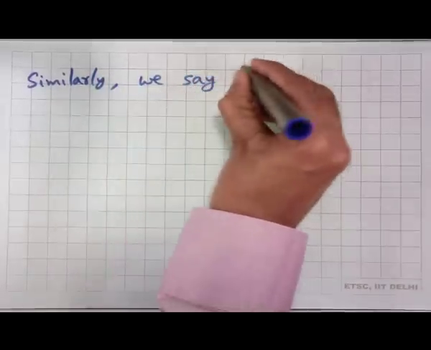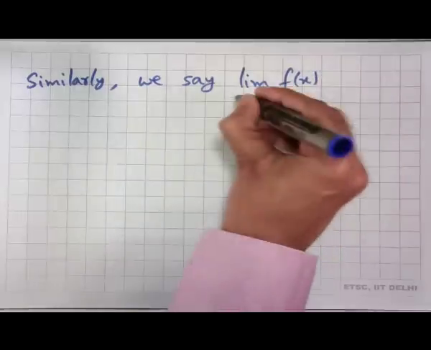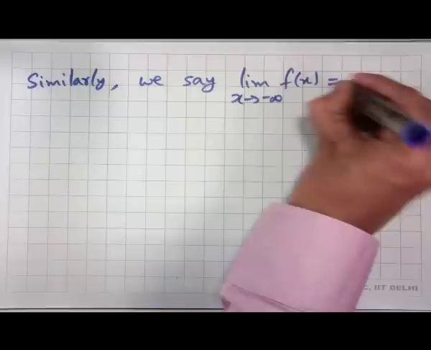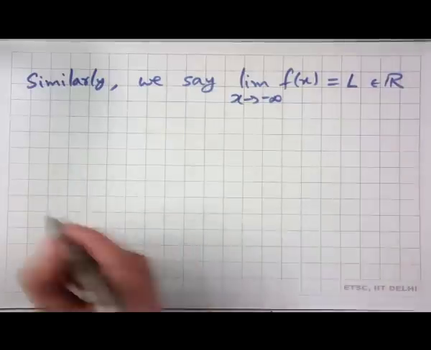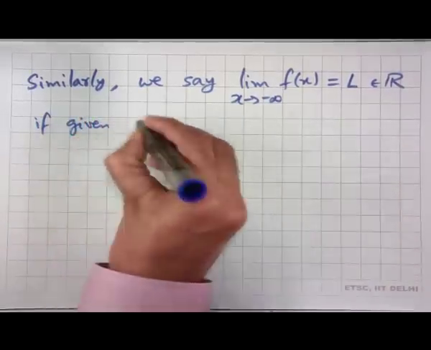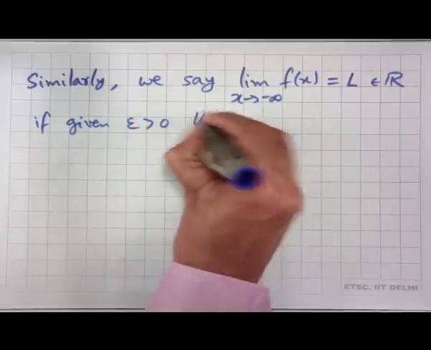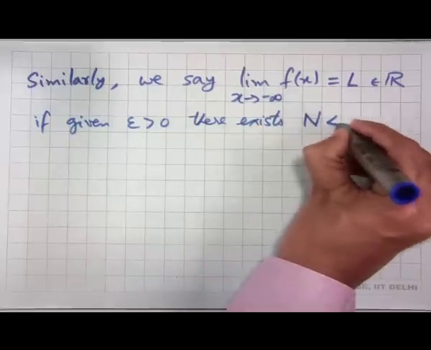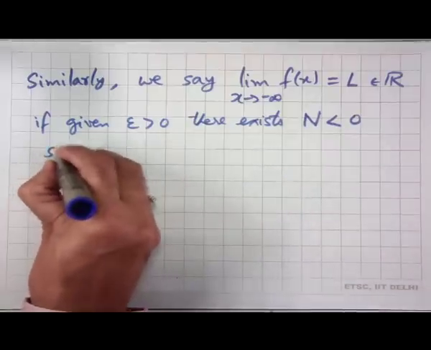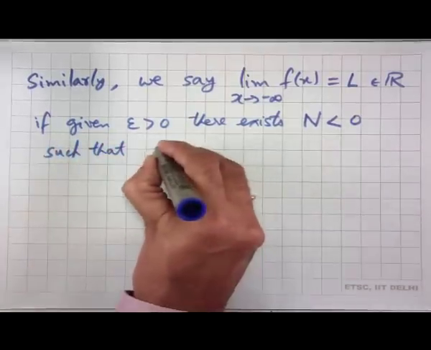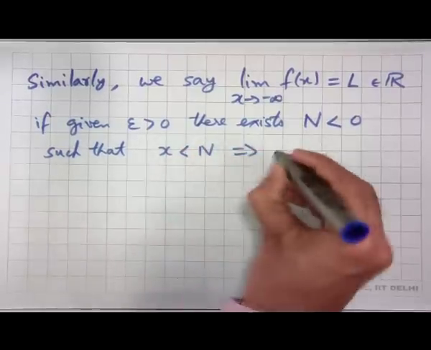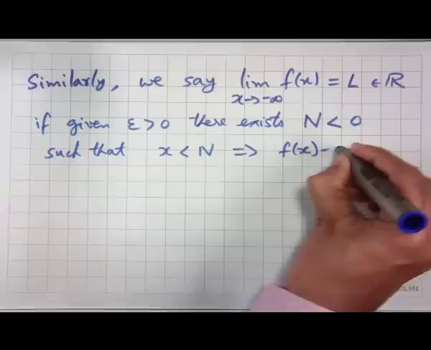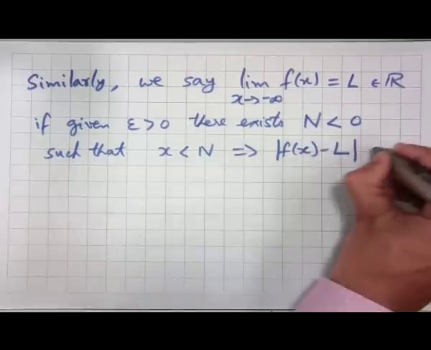So, similarly, we say the limit of f of x as x approaches negative infinity is equal to L, a real number, if given epsilon bigger than 0, there exists some negative number n such that x less than n implies f of x minus L in absolute value is less than epsilon.